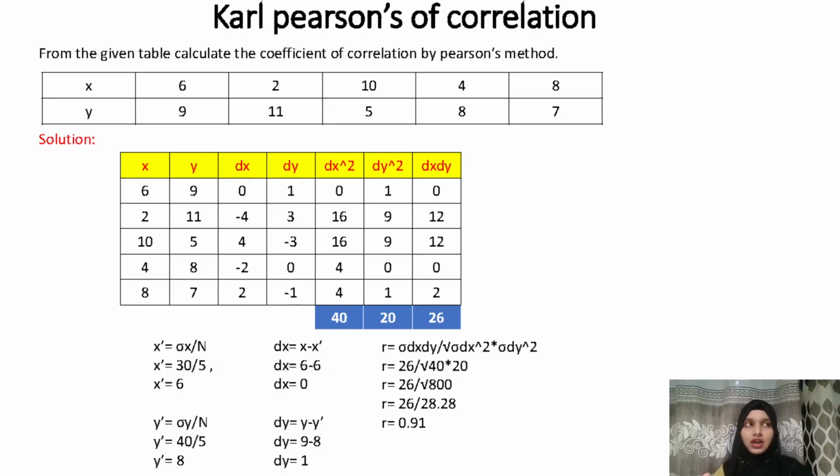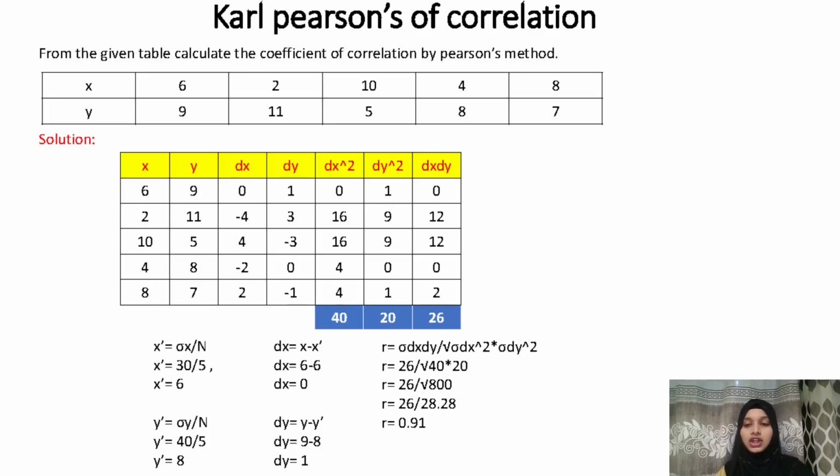For example, I can take one variable as price and another variable as demand. Then I can explain the positive correlation. If price is increased, then demand is also increased. It shows positive correlation. Similarly, if price decreases, then demand also decreases. It also shows positive correlation.